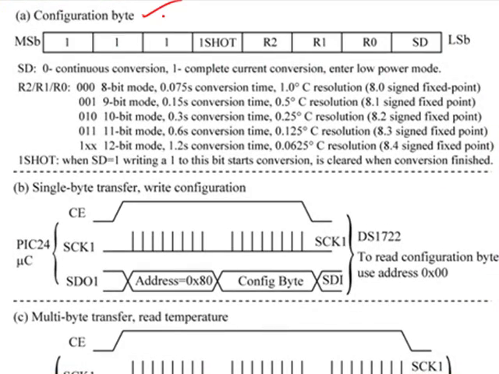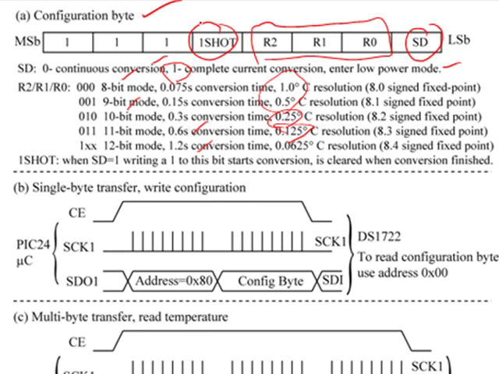There's a configuration byte that we're going to need to send it to tell it what mode to operate in. This bit right here, the least significant bit of the configuration byte, SD, determines whether or not the device does continuous conversion, that is, continually samples the temperature and has a byte ready for us to read, or it can complete the current conversion and then enter a low power mode. These 3 bits right here determine how many bits are used for the temperature precision and its format. The more bits that you use for the conversion, the more resolution that you have in terms of how precise the temperature is, but it also takes longer to convert.